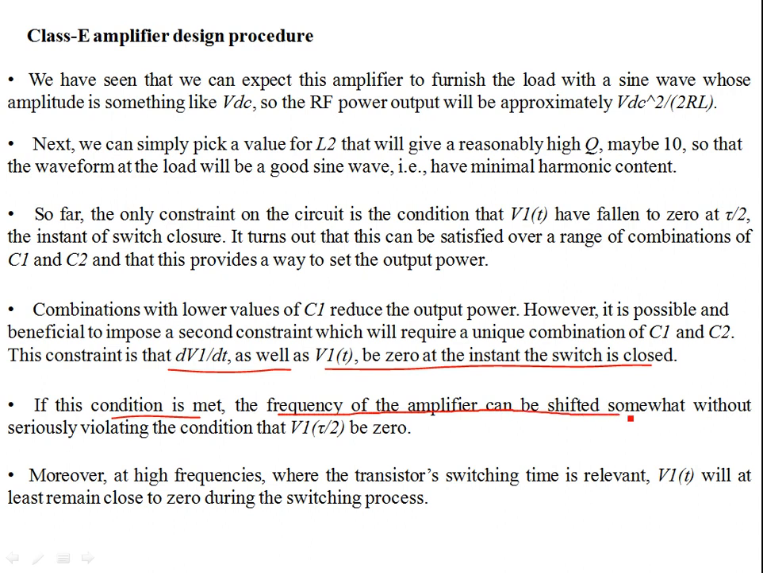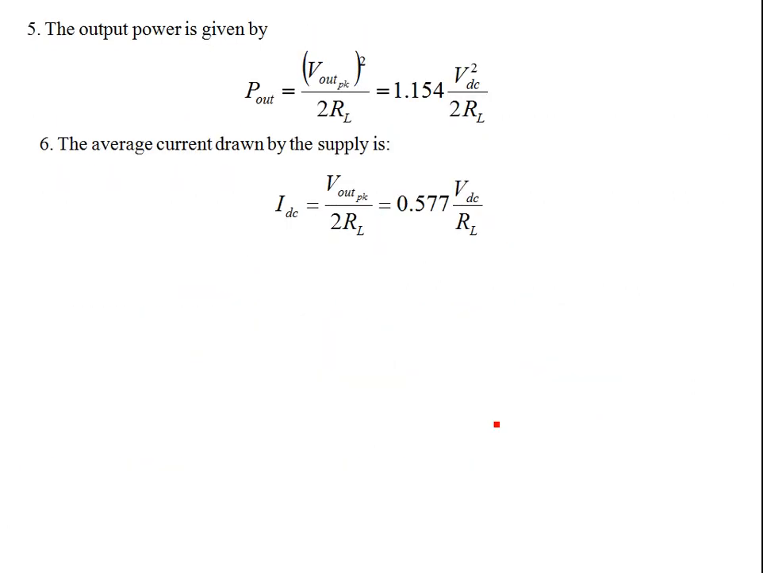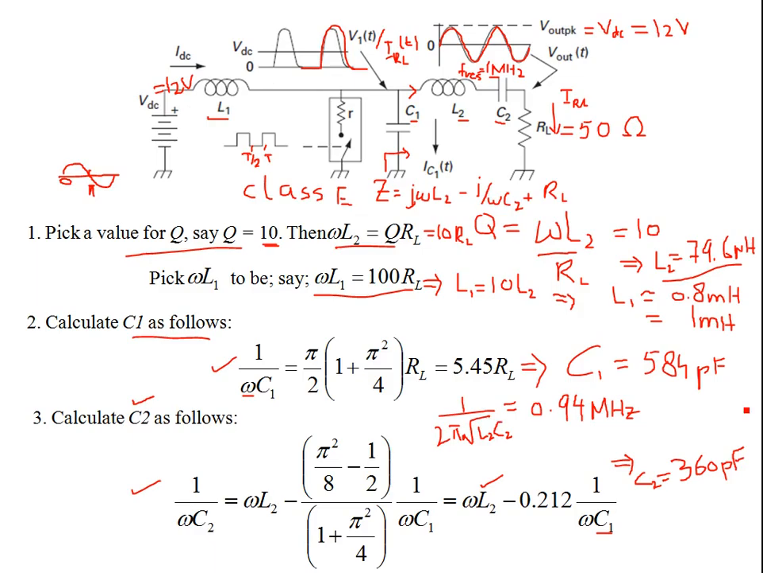the frequency of the amplifier can be shifted somewhat without seriously violating the condition that at the half cycle when the switch closes, V1(t) has to be 0, V1 has to be 0. So we have a small shift of 0.94 megahertz. Again, it's not a problem, that's all right.